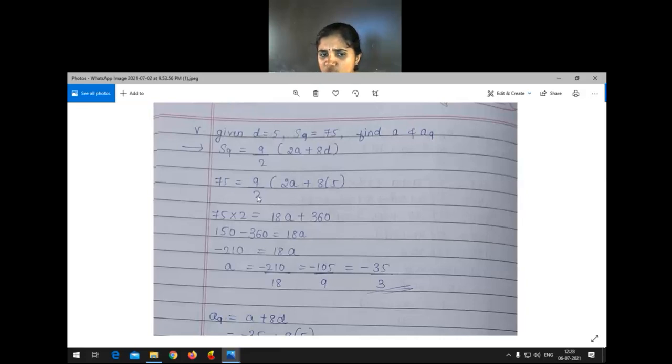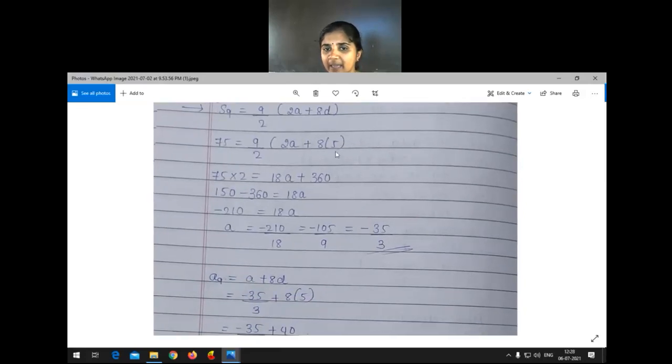Transfer this 2 to this side, that is 75 into 2 is equal to 9 into 2A, which is 18A, plus 9 into 8 fives. 8 fives are 40, 40 into 9 is 360. Now transfer the like terms to one side, transfer this 360 to this side. 150 minus 360 is equal to 18A, which is minus 210 equal to 18A. So A is equal to minus 210 divided by 18, that is minus 35 by 3.